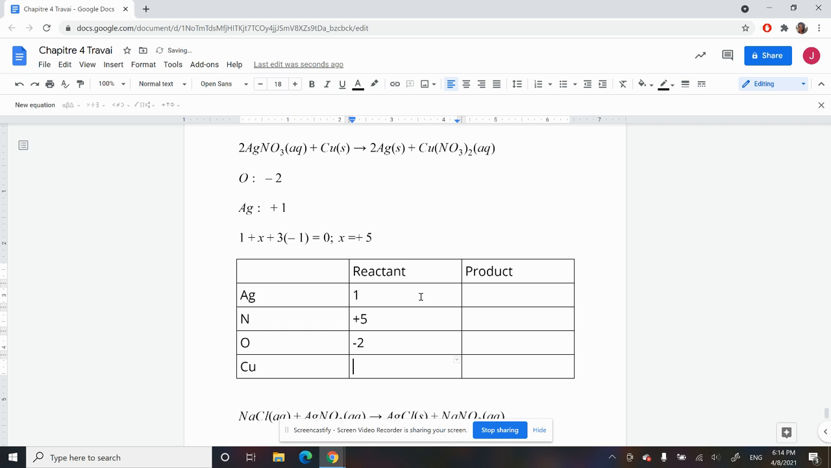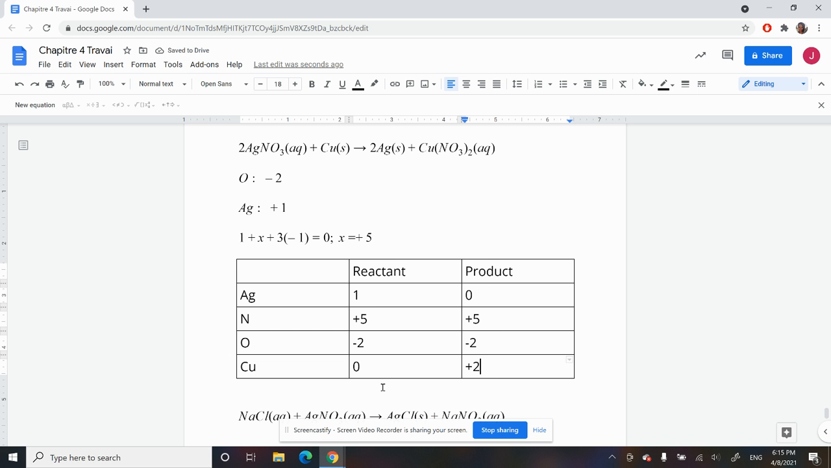And then copper, I don't really need to do anything for. It's just 0 because it's on its own. And here I can see that in this case, silver is going to be 0 because it's on its own. Because nitrate didn't split apart, I could actually just assume that the oxidation states are the same. You could go ahead and do that work. And here, the charge of copper is +2 because it's a part of something that's type 2.